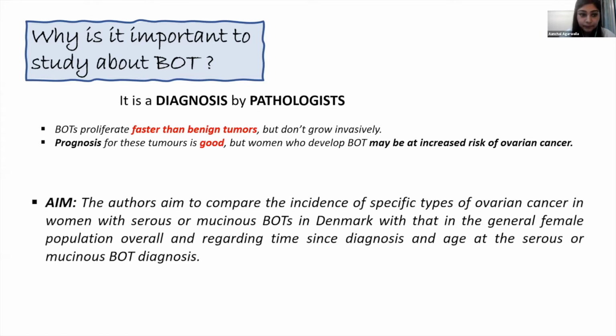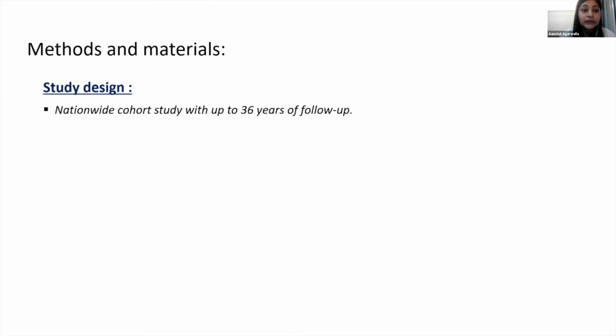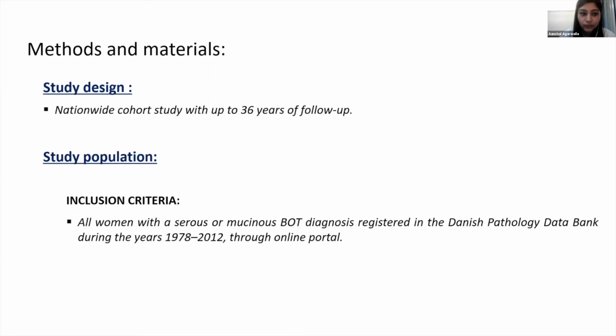cancer. So in this article, the authors aim to compare the incidence of specific types of ovarian cancer in women with serous or mucinous borderline tumor in Denmark, with that in the general female population overall, and also with regard to the time since diagnosis and age at the serous or mucinous borderline diagnosis. So it was a nationwide cohort study with up to 36 years of follow-up.